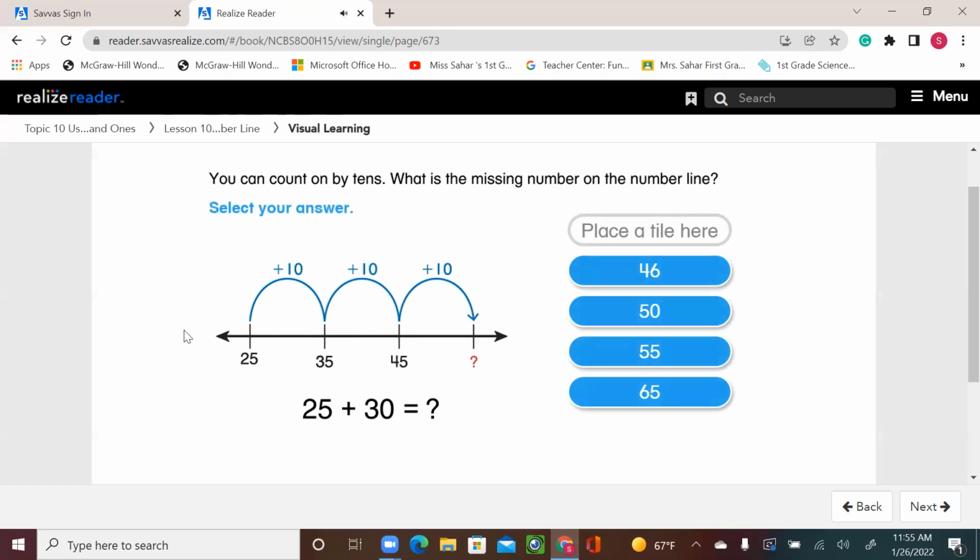Select your answer. So as you see, we jumped a bigger jump here, or bigger hop. So we have 3 tens, because 30, I know 30 means 3 tens. So 10 and 10 and 10, 3 times.